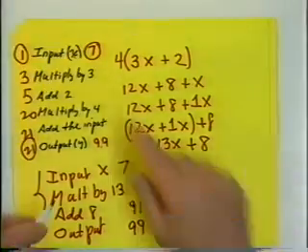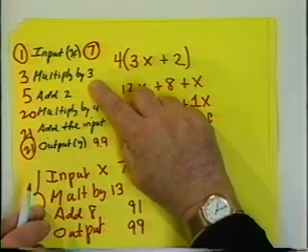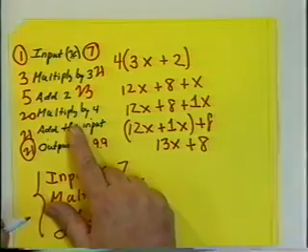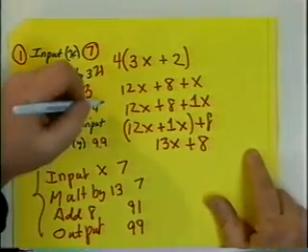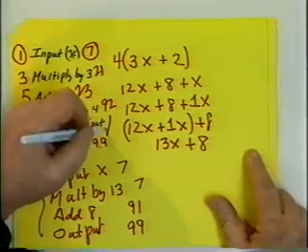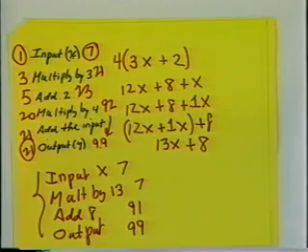Well, let's see if it works. If the input was 7, 7 times 3 is 21. 21, we'll put it down so we don't forget. 21 plus 2 is 23. 23 times 4 is 92. Add the input, 92 and 7 is 99, and lo and behold, we have it. And here, by the way, is one of the most beautiful applications of math.